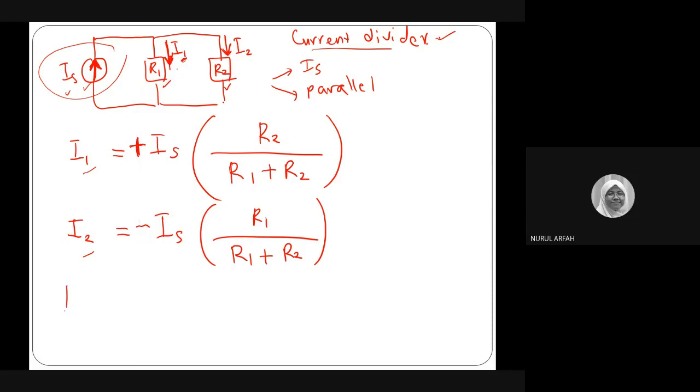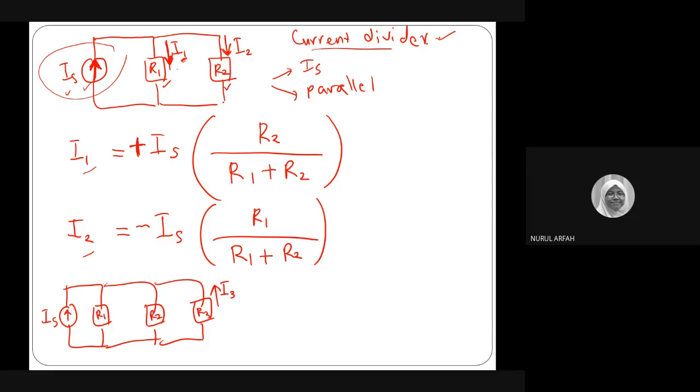But what if we have three elements? IS, this one, and this one. We're going to find I3 here. This one going up. This is R3, R2, R1. So what is I3? IS into? R2. R1 plus R2. R1, R2. How to find this part? Opposite of this.